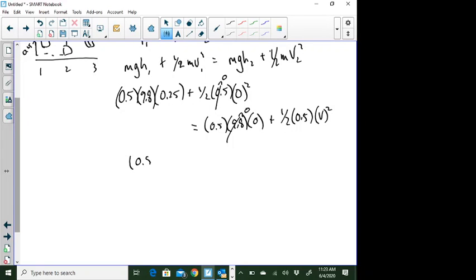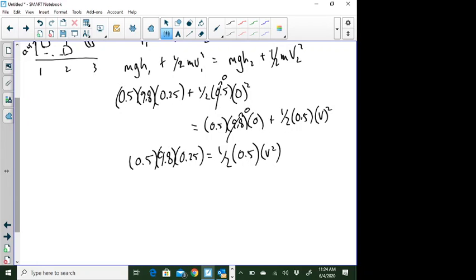So we have 0.5 times 9.8 times 0.25. That's going to equal 1/2 times 0.5 times our v squared. How many things do we not know? Just the velocity. So this is how we can calculate and work out what the velocity is. And it's because we have this transfer of energy from potential to kinetic to potential, back to kinetic to potential, and so on. We're shifting the slinky from one hand to the other. All right, so let's just do our numbers and we can see how we work this out.